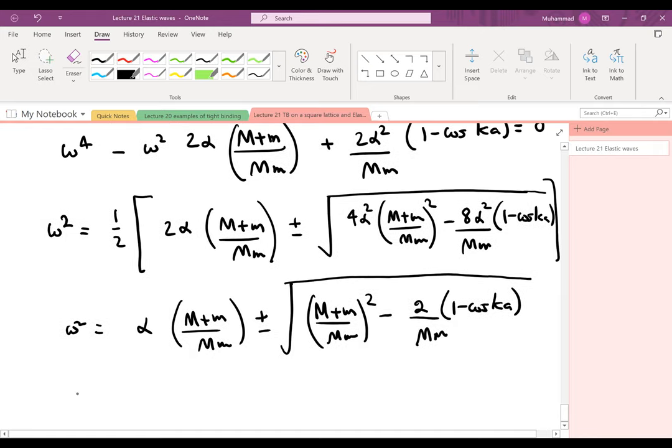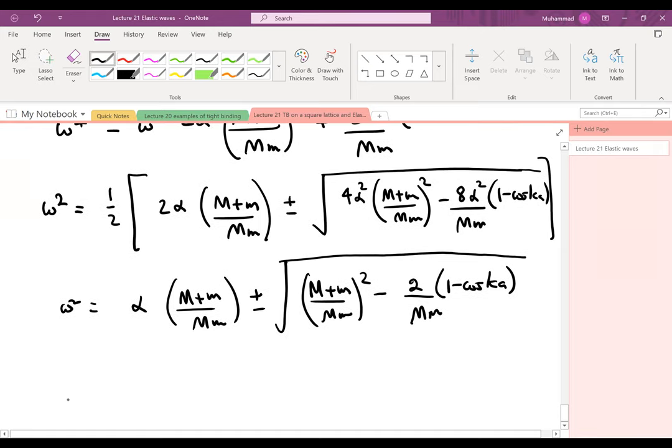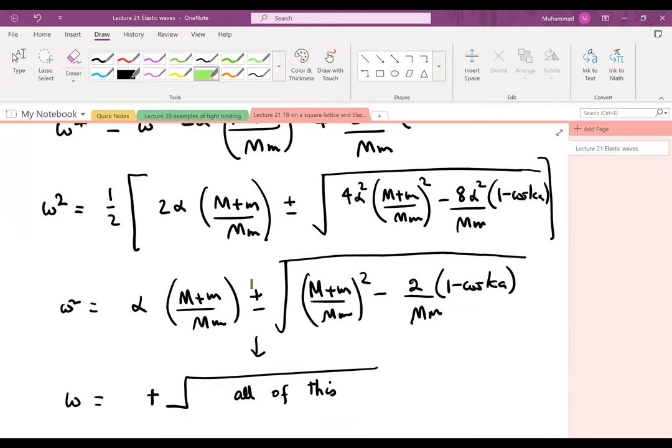And omega, of course, is going to be the square root of this. So I take all of this, take the square root again, and use only the positive value. But this positive and negative sign before the discriminant tells us that two branches are going to be possible. So one branch is with a positive sign and the other branch is with a negative sign.